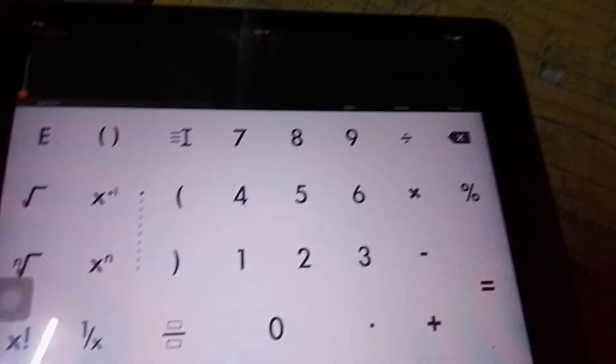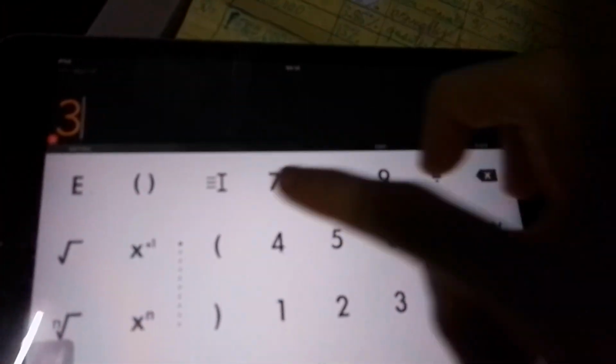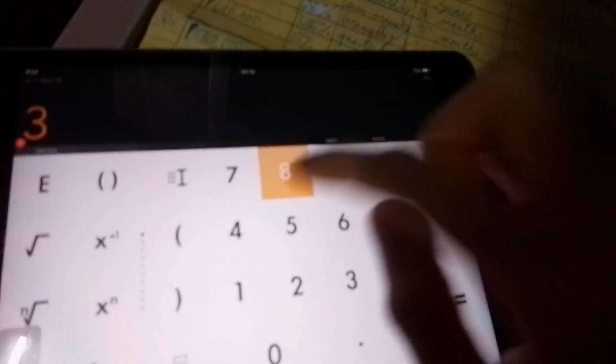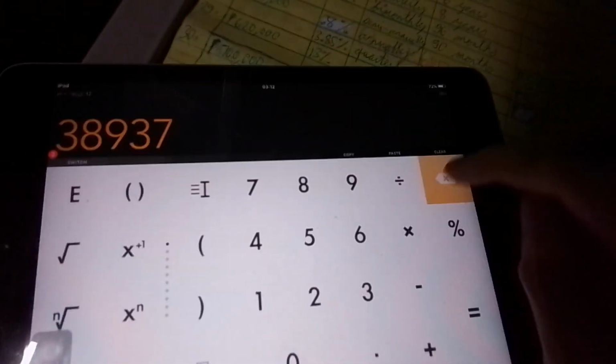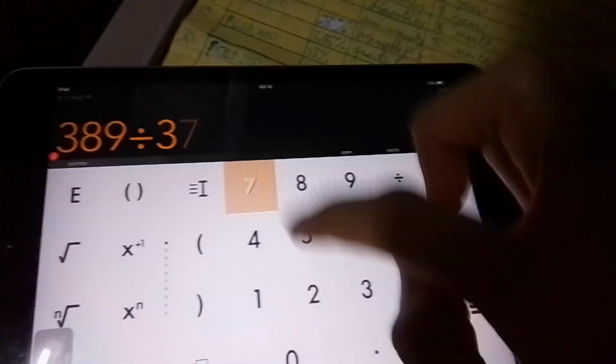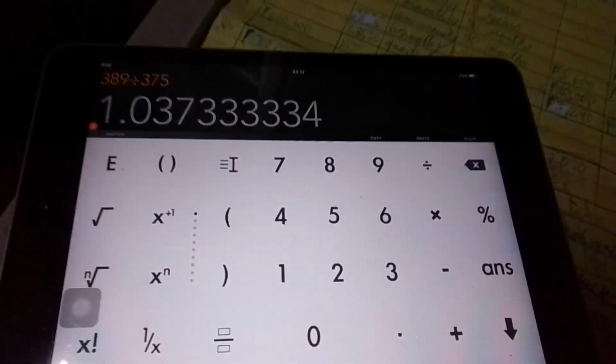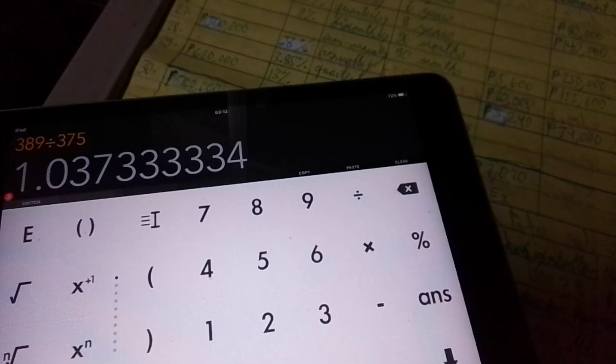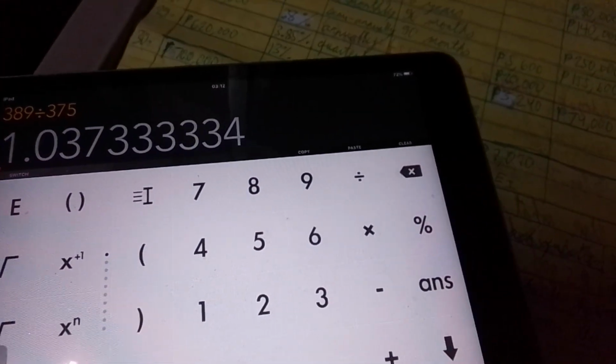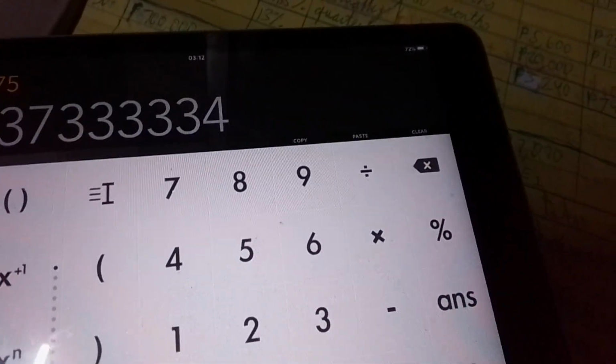Now, going to the calculator, we have 389 divided by 375. We should get this answer: 1.0373. Looking back at my solution sheet, did we get that answer? Yes, we should get that answer. Or you can just remain it as a fraction.